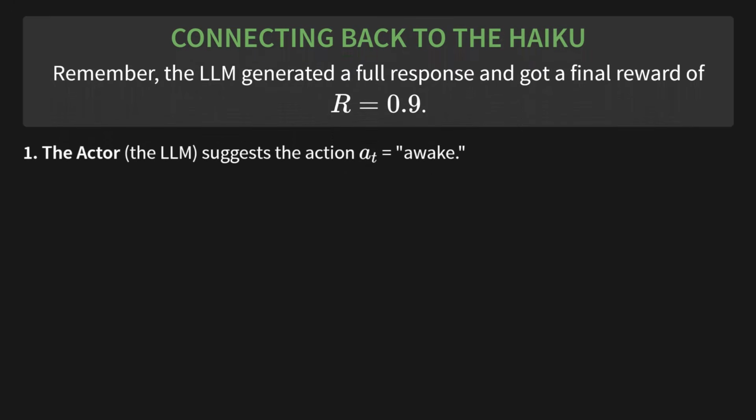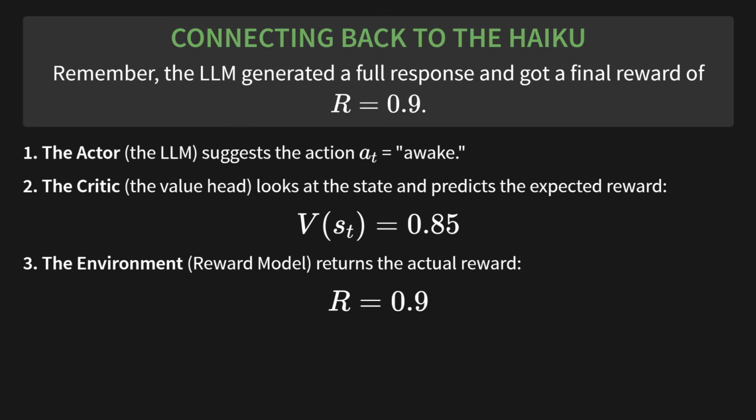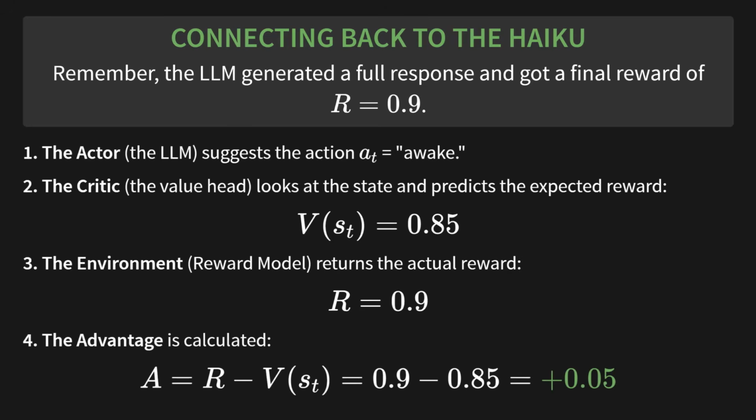Step 1. The actor, which is the LLM, suggests the action a_t equals awake. Step 2. The critic, our new value head, looks at the state of the text so far and predicts the expected reward from this point. It says, I think the value v of s_t is about 0.85. Step 3. The environment, our reward model, gives the actual final reward for the whole haiku, which is r equals 0.9. Step 4. The advantage is calculated. A equals r minus v of s_t, which is 0.9 minus 0.85, which equals positive 0.05.